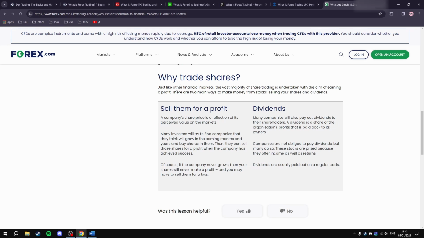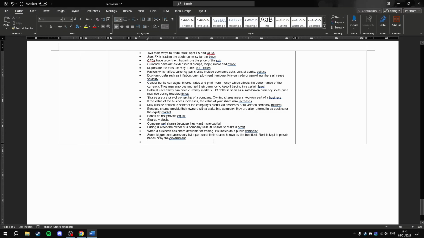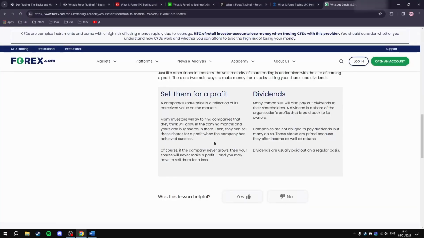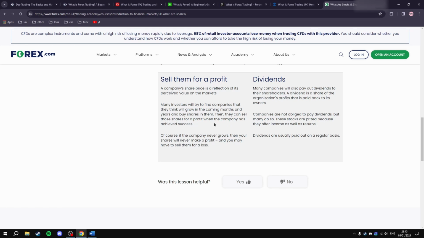Why trade shares? Just like any other financial market, the vast majority of share trading is undertaken with the aim of earning profit. Yep. There are two main ways to make money from stocks: selling your shares and dividends. Selling them for a profit.